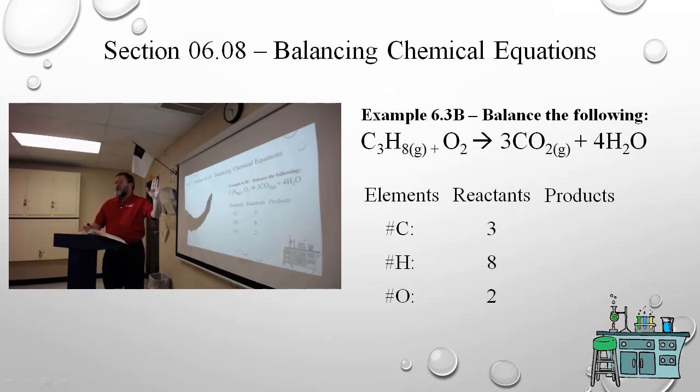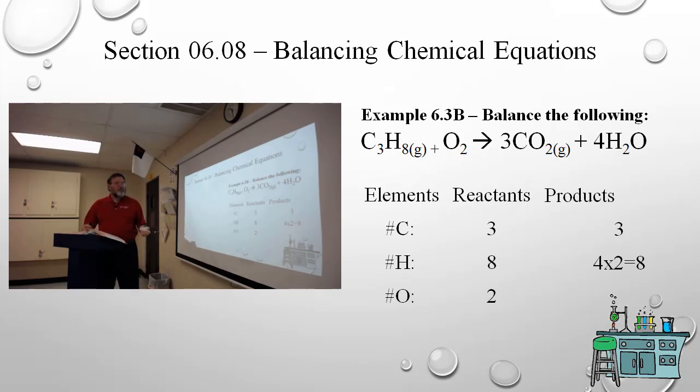But since it's a product, I'm going to wipe the product side clean and redo the count. So, counting up products for carbon, how much carbon do we have? 3 sets of 1. Good. For hydrogen, how much hydrogen do we have on the product side? 4 sets of 2, that makes 8. And oxygen.